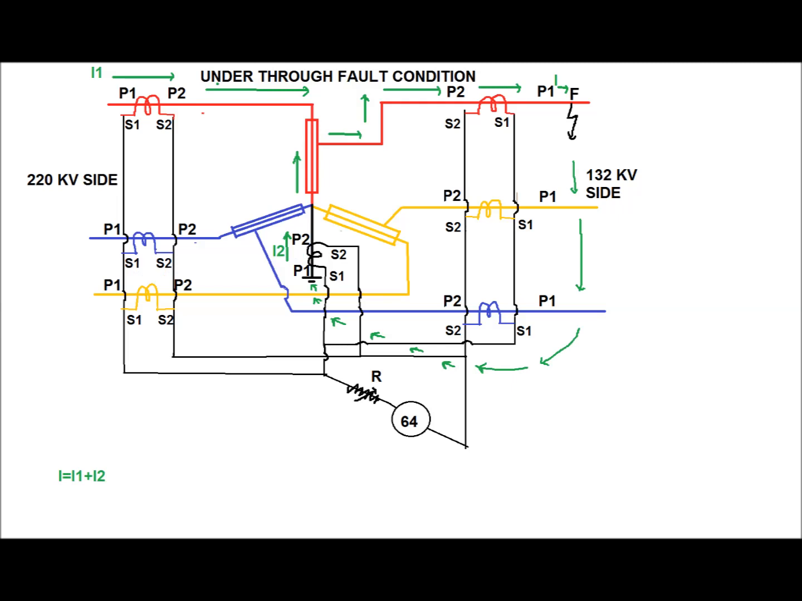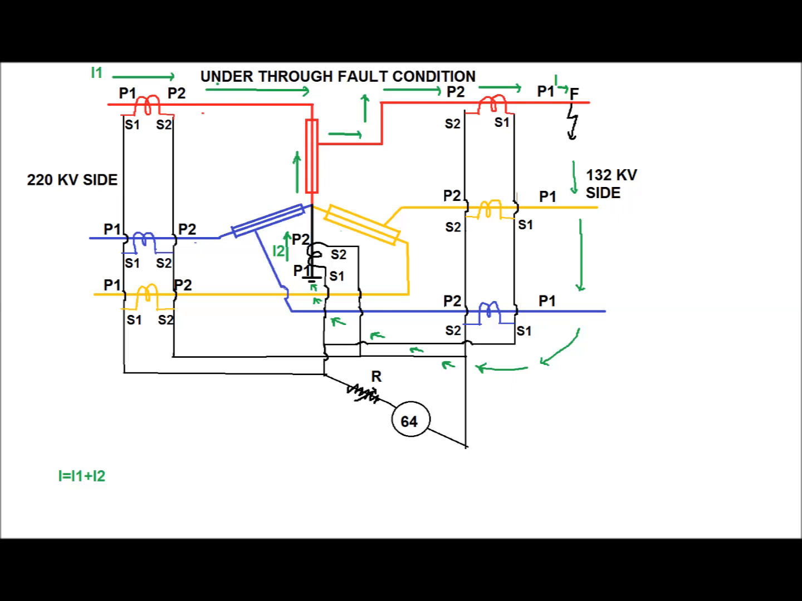Now, under through fault condition, the REF relay will maintain a stable condition. The arrangement has been shown in this diagram. In this diagram, a fault occurs on the LV side after the CT. The fault current will be fed, and the direction of the fault current has been shown by the green line. From the HV side, the fault current will be fed through the CT in the direction from P1 to P2, from the LV side it will be from P2 to P1, and from the NCT it will be from P1 to P2.